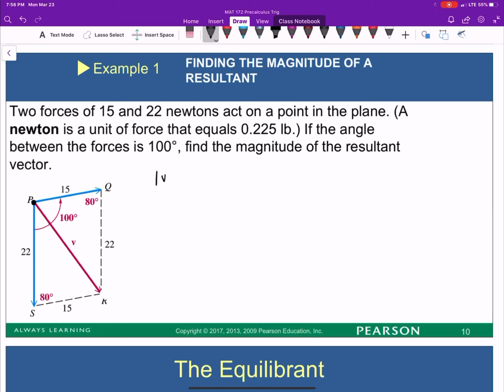So we have the magnitude of v squared is equal to 15 squared plus 22 squared minus 2 times 15 times 22 times the cosine of 100. Well, 80 actually. It's 80 degrees because we're looking at the supplementary angle.